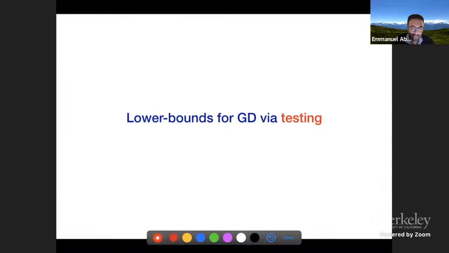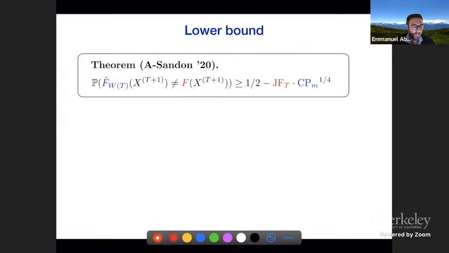Okay. So now I want to tell you a bit where testing comes in. It's for the lower bound. So the lower bound looks like this. The probability that you get the wrong label with your algorithm output at time t. Remember, that's what you get when you run SGD for t time steps. And you don't get the right label with a probability which is lower bounded by half, which is because the classes are balanced. This is the trivial value minus this ratio of these two terms.